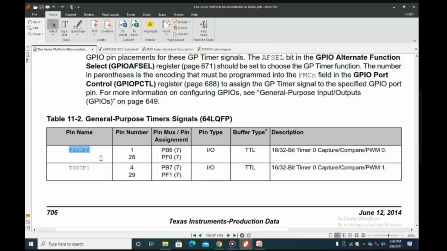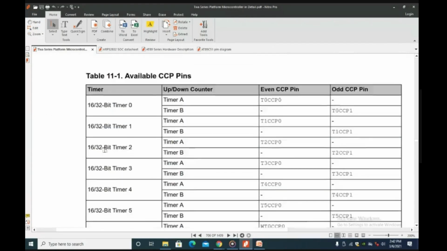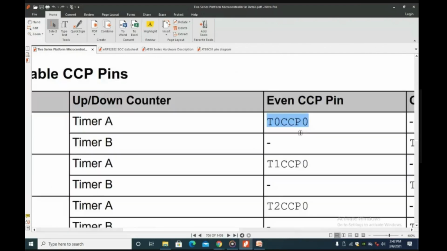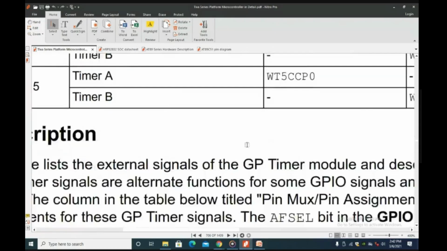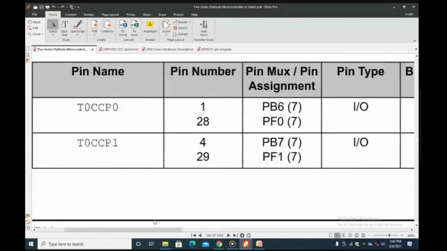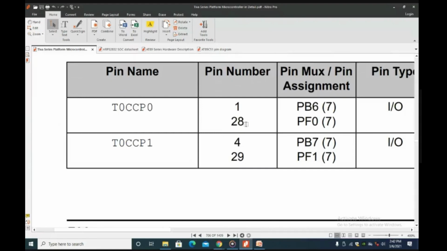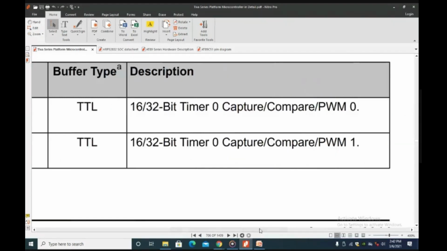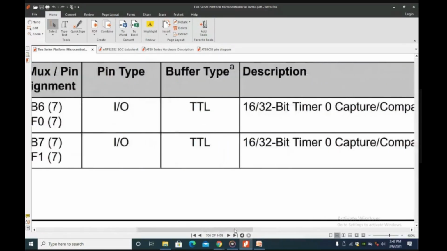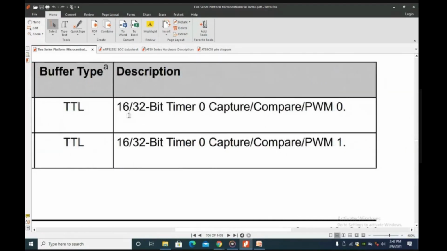So where is timer 0, capture compare pin 0? You see that this is the first pin. For timer 0, capture compare pin 0, which pin is used here? The PB6 and PF0 pins are used, which are pin number 1 and pin number 28. These are input output pins, TTL logic pins. They can be used as a 16 or 32 bit timer 0 capture module, as a compare module, or in PWM mode.